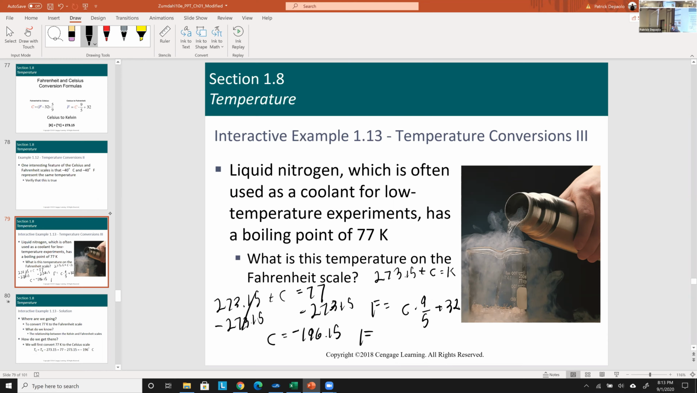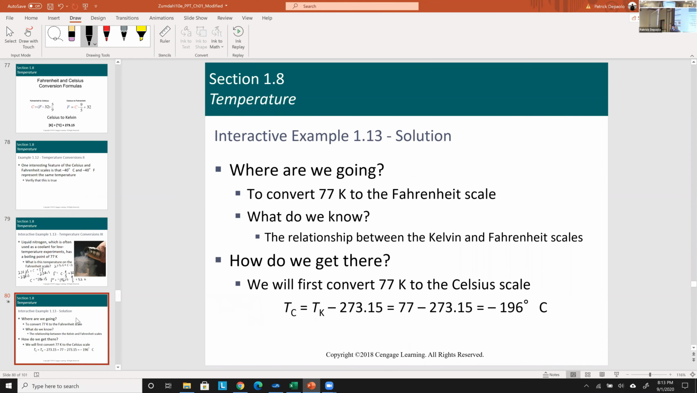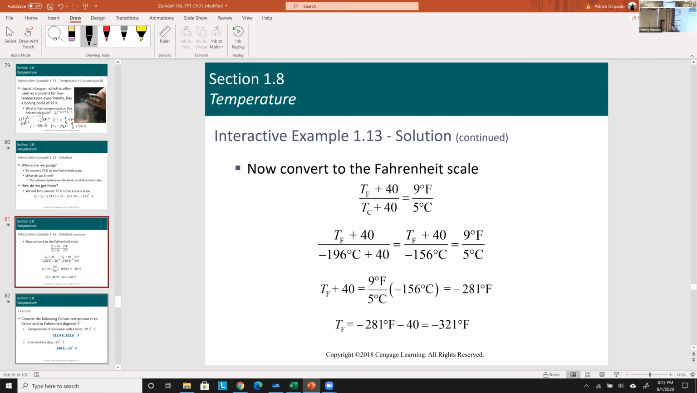So you're going to take the Fahrenheit equals Celsius, which is now negative 196.15, times 9/5 plus 32, and that will give you your answer. And I think the answer is, here we go. So negative 321 Fahrenheit.